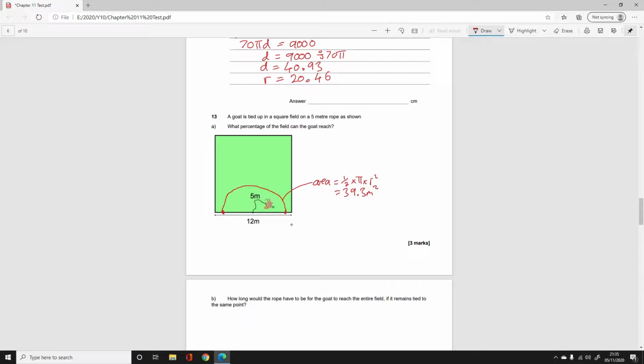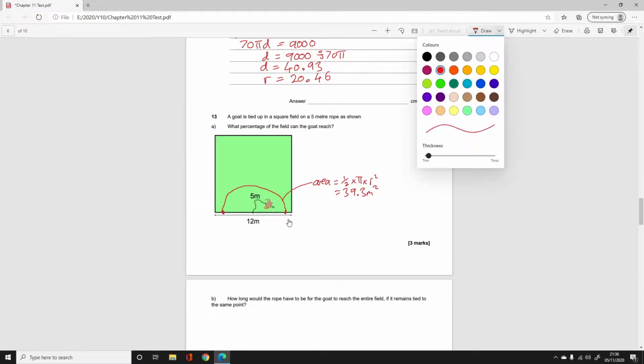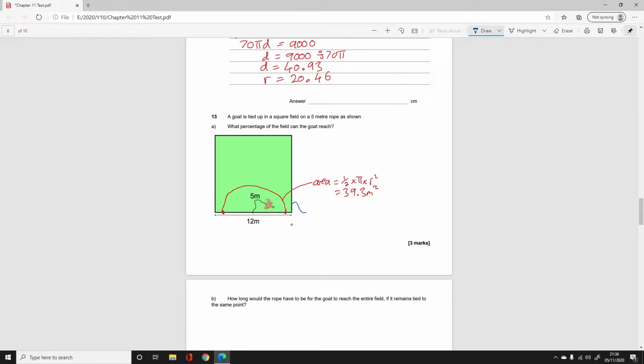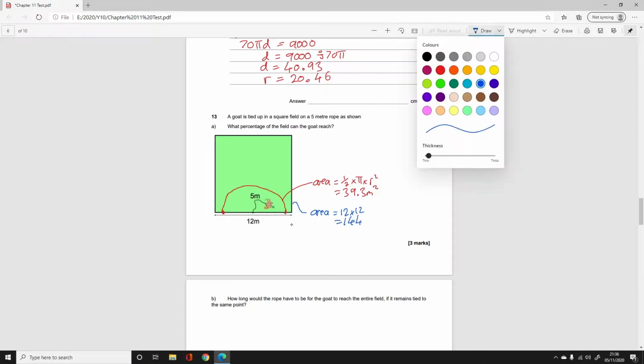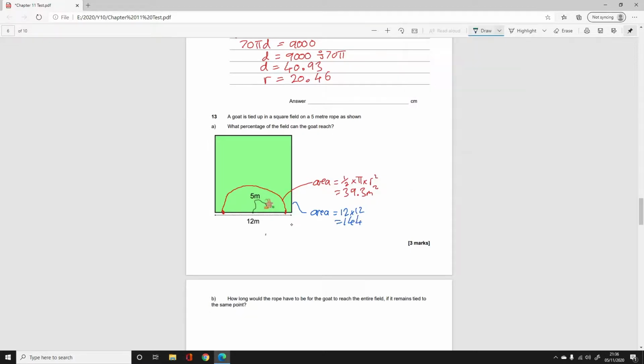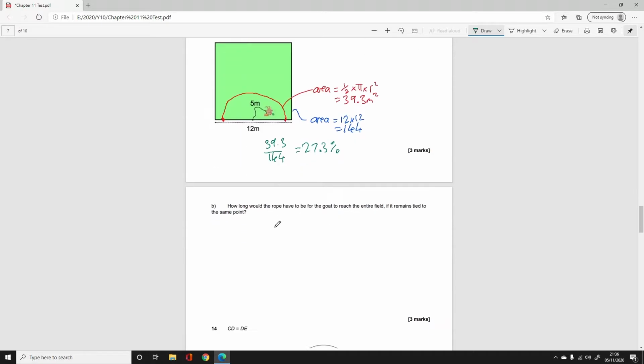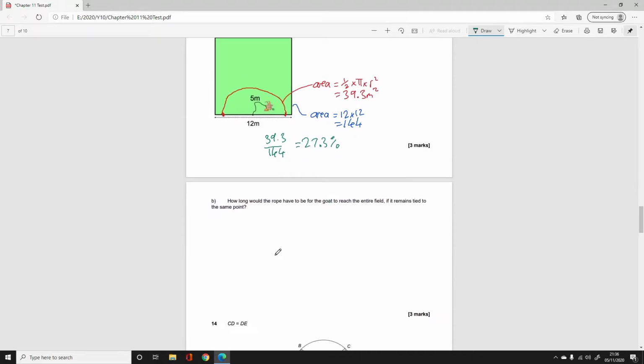However, the entire field is a square that has an area of 12 times 12, or 144. If we want to get a percentage of an amount, then we write it as a fraction, and we multiply it up by 100. So that over 144 times 100 will give you that the goat can reach 27.3% of the field. So how long would the rope have to be for the goat to reach the entire field?